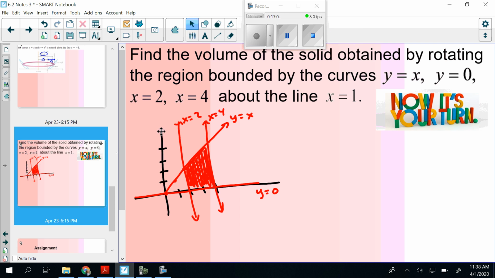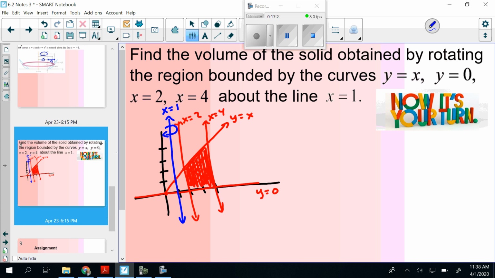Now let's get the line we're rotating around. The line we're rotating around is the line x equals 1. It's also a vertical line. So that's the line x equals 1. That's the one we want to rotate around. Okay, so now we got to come up with what are the functions for this one.